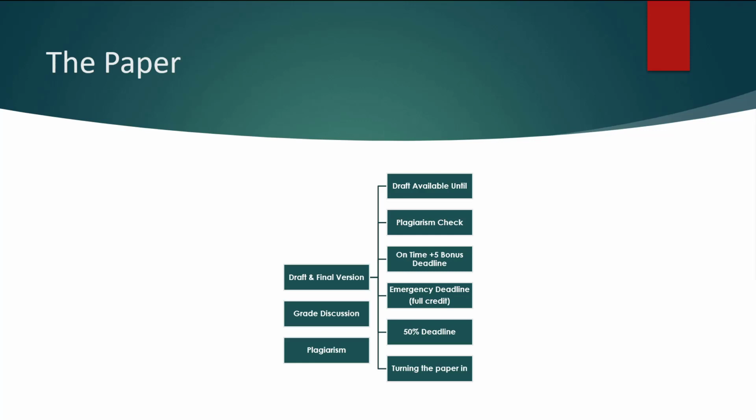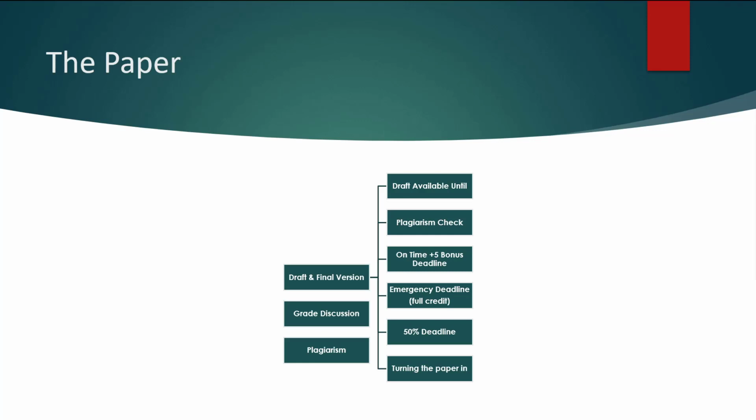For the emergency deadline, that's a week after the on-time +5 bonus deadline, and everyone gets a free extra week in case something happens or you just want more time. You don't have to fill out a form for this. You don't have to request it. It's just a free week extension if you want to use it. And that is for full credit. So you lose the +5 bonus, which is for being on time. That's the extra credit. And if you turn the paper in after the +5 bonus, but before the emergency deadline, you get full credit for the paper.